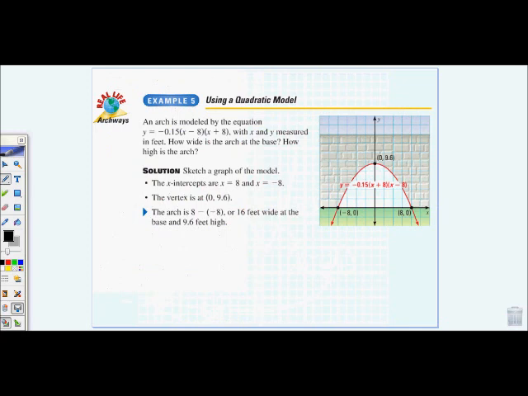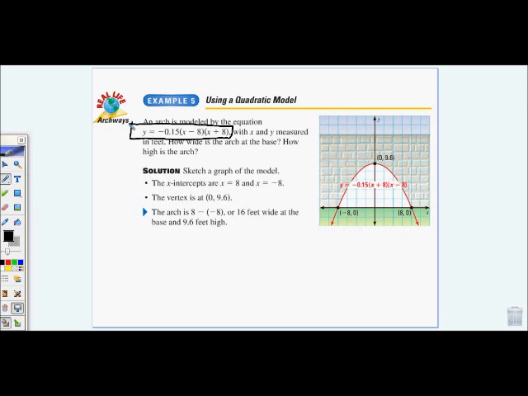The next equation is a real life one. And again, I just copied from the book, so this is when you'll want to stop and look at where they got the values for. So they gave us the equation here, and it has x and y measured in feet. How wide is the arch at the base and how high is the arch?